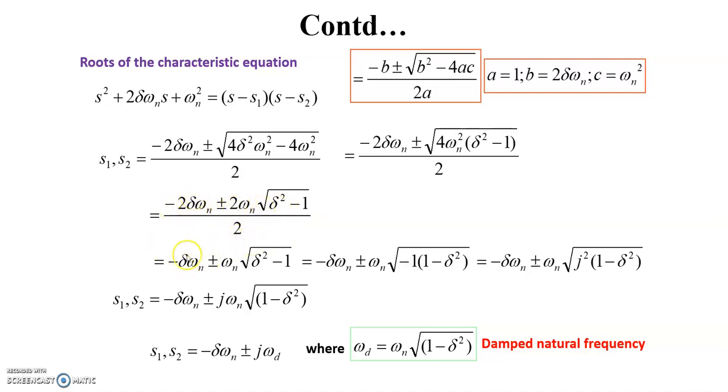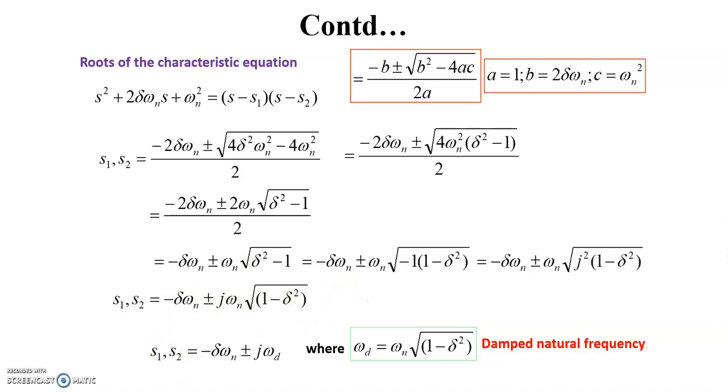So you can take the 2 as common for these two terms, take it outside and cancel out. So after that, minus zeta omega n plus or minus omega n root of zeta square minus 1. So here you take minus 1 outside the square root, so that 1 minus zeta square. Okay, so instead of minus 1 you put j square, and root of j square is only j. So your final roots S1 and S2 are minus zeta omega n plus or minus j omega n into root of 1 minus zeta square.